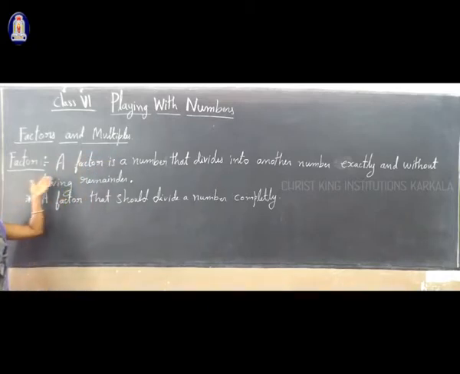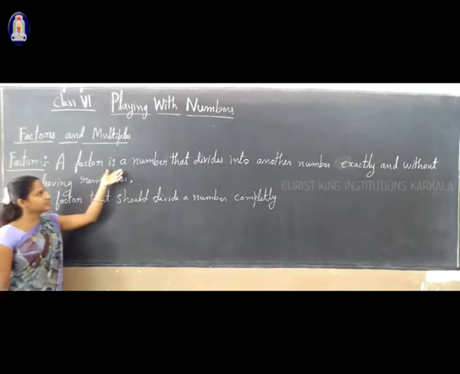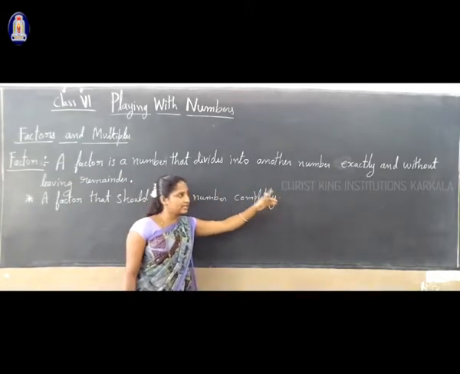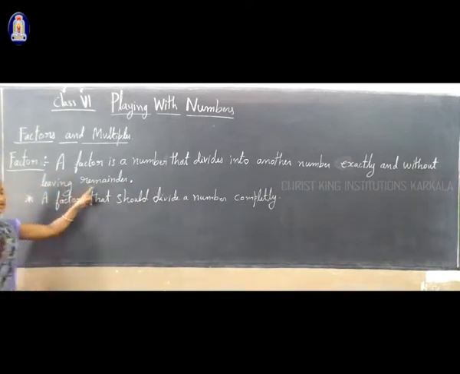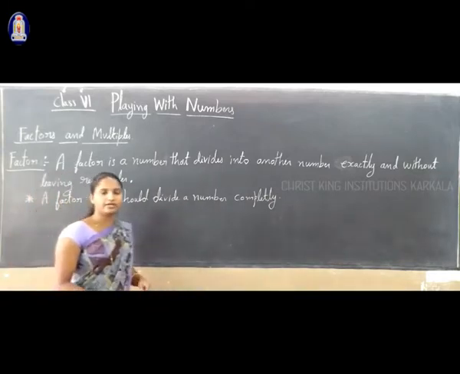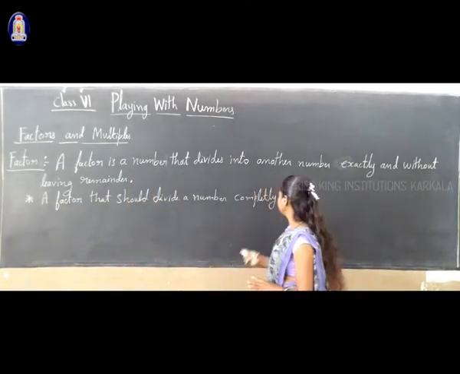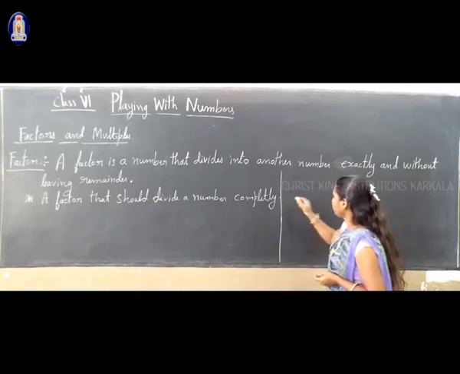Okay, this is the definition for the factor. First, we will see what a factor is. A factor is a number that divides into another number exactly and without leaving a remainder. So this is the definition. Before explaining this definition, I am going to give some examples. Clear?